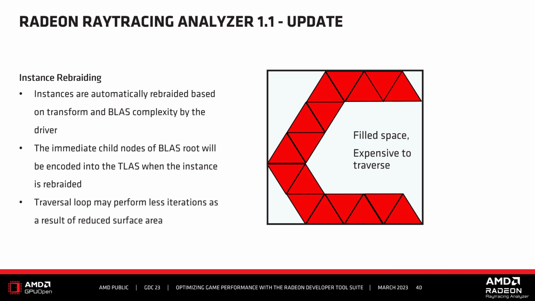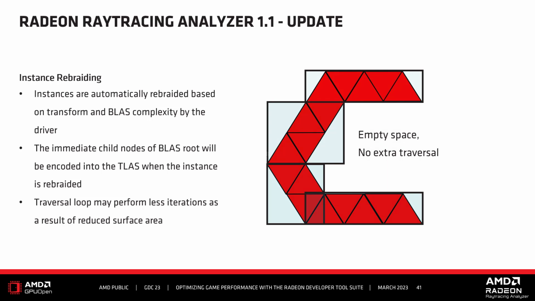The first feature I would like to cover is the instance re-rating. Based on the instance transform and BLAS complexity, the driver may decide to re-rate an instance. Re-rating in this context means the act of embedding the immediate child nodes of a root node from a bottom-level acceleration structure directly into the top-level acceleration structure. To the ray tracing application, the re-rating is fully hidden, which means that there are no changes required from the user. As you can see with the example on the right, the instance bounds are filling the entire space, which may be expensive to traverse, as opposed to re-rating, which can improve the layout of the structure to save on traversal costs.